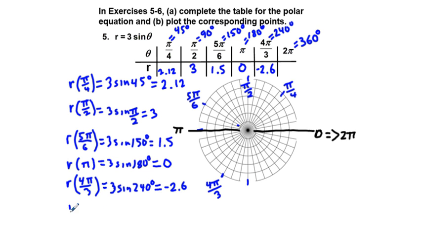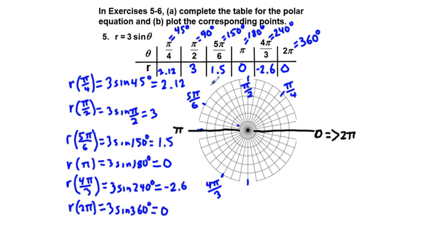And the last thing, r of 2 pi, is going to be equal to 3 times the sine of 360 degrees. Well, the sine of 360 degrees is the same as the sine of 0 degrees, sine of 180 degrees, 3 times 0. So we have 0 here. So now we fill in the table. Let's go ahead and plot the points.